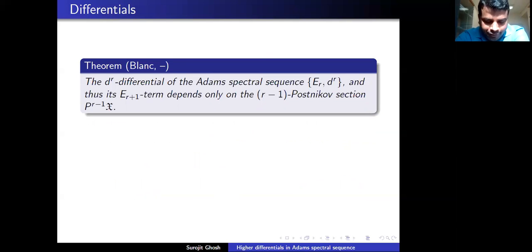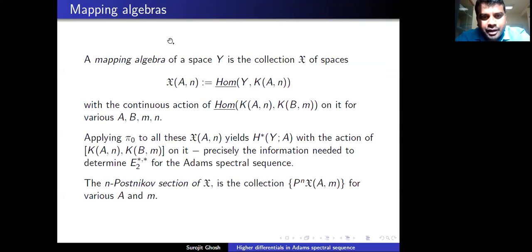It says, if you want to analyze the Adams spectral sequence and you are at some finite number of pages, you want to describe what information you need to describe the Er page or Er plus one page, then you don't need the whole information about the mapping algebra. You don't need all maps from Y to all products of Eilenberg-MacLane spaces. Usually we use these things, but we only need some truncation, some Postnikov section of our mapping algebra for Y. So for Y we have this mapping algebra, and we can take a truncation using this definition.